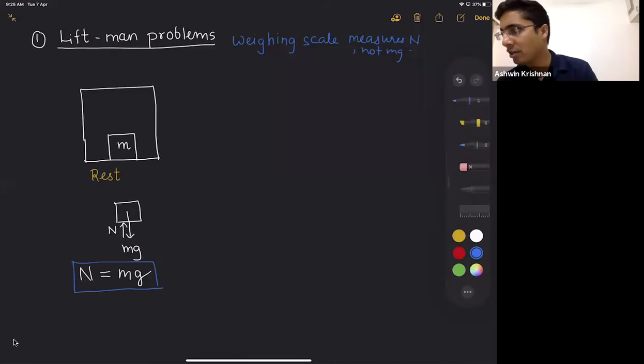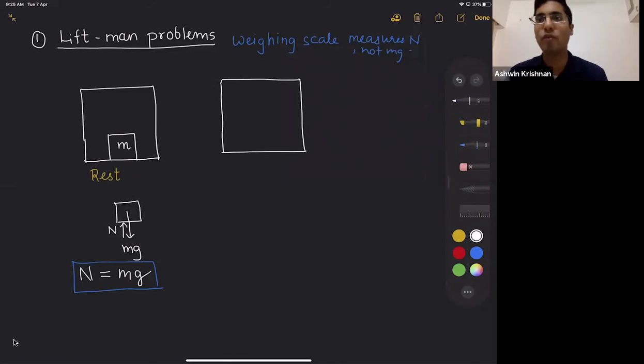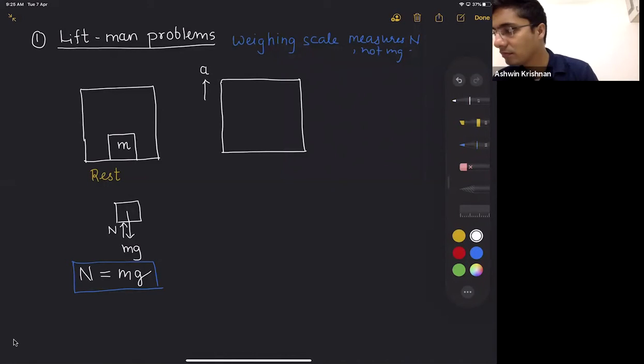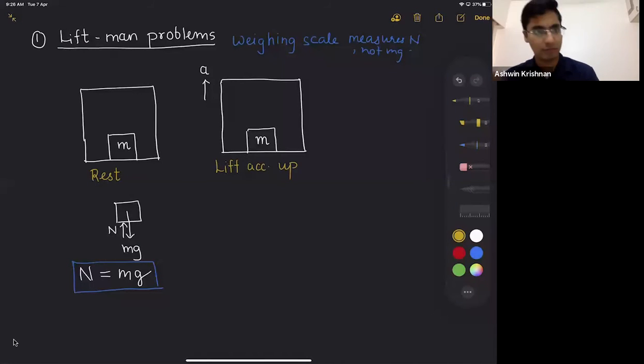Now let's take the situation where the lift is moving up with an acceleration a. The mass is m. So the lift is accelerating up. Now let us see how we can analyze this. We can analyze this in two ways. The first way is if you observe from the ground. I taught you two ways of solving this problem. Both will give you the same result.